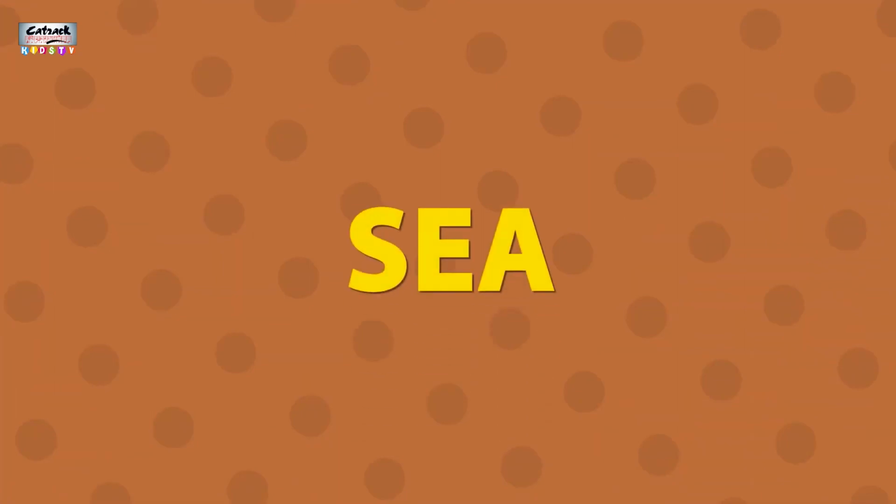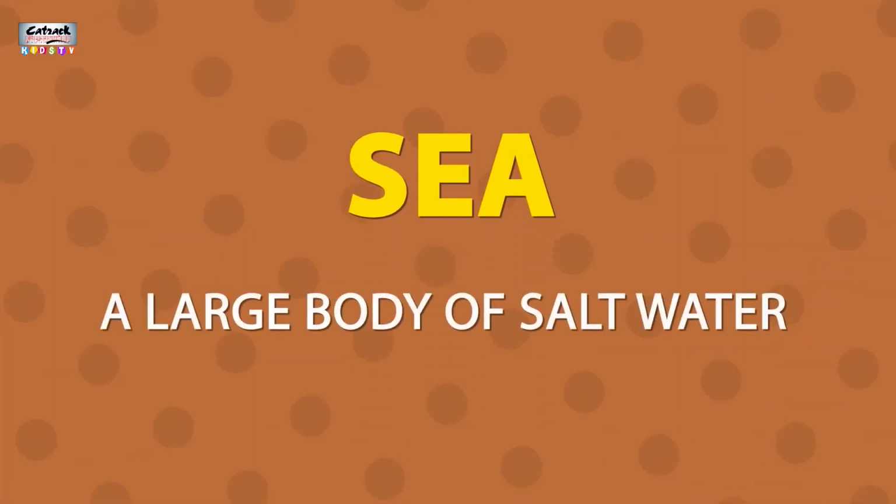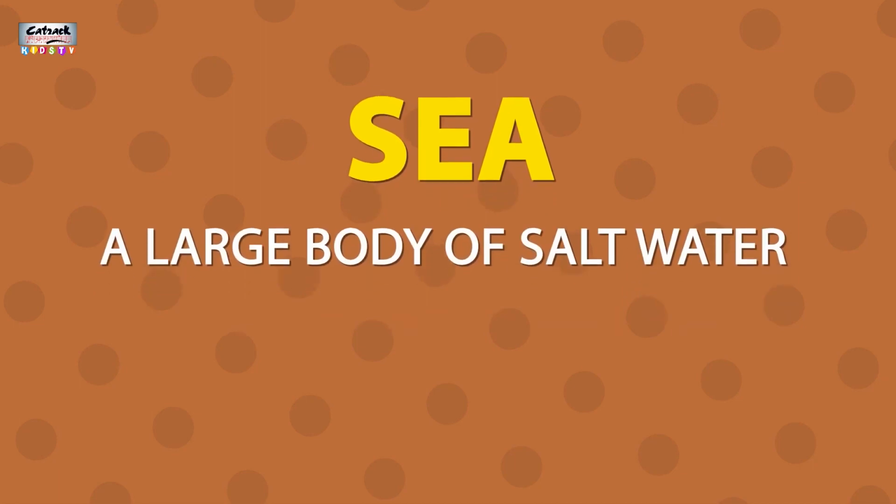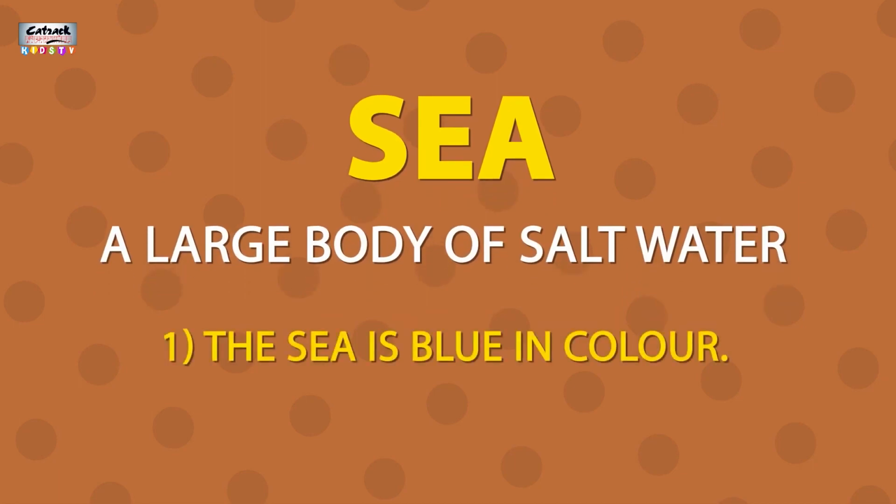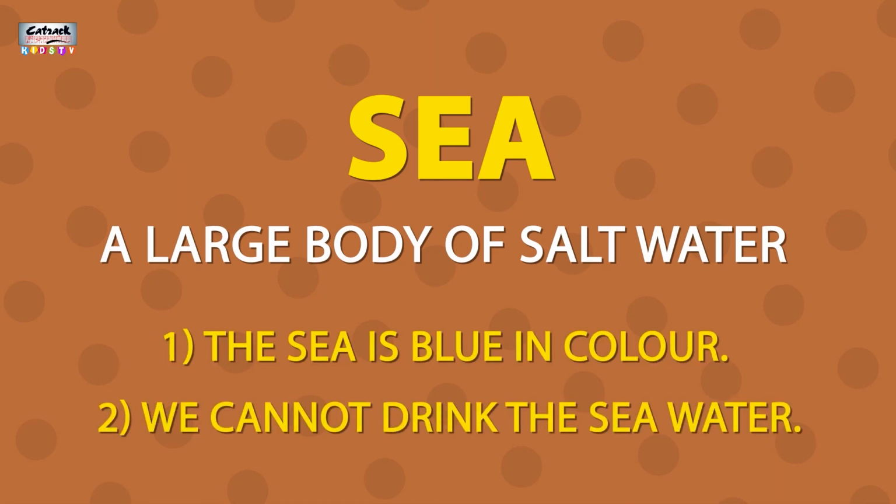Sea. A large body of salt water. Example sentences. Number 1. The sea is blue in color. Number 2. We cannot drink this sea water.